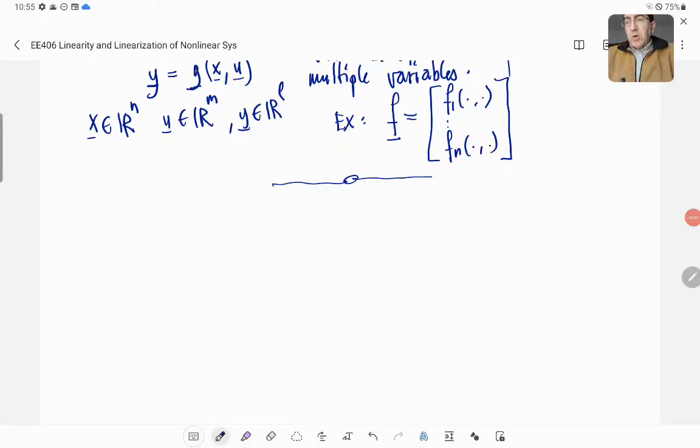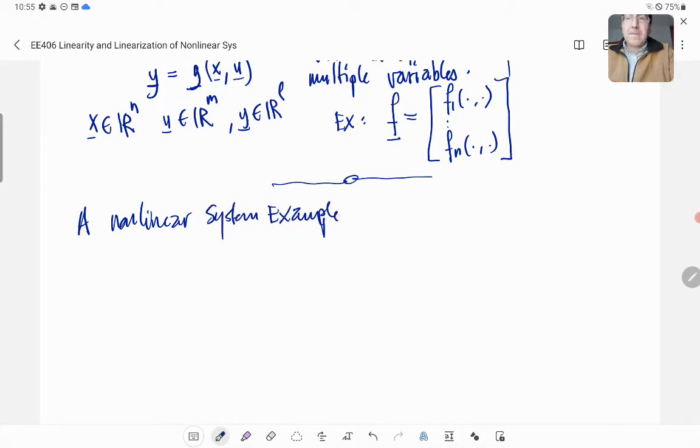All right. So let's take a look at an example to see how all these actually play out. Okay. So, a nonlinear system example, in state space, a pendulum system. You remember that this is part of your experiments in 406.